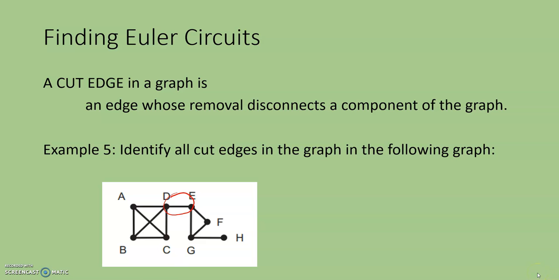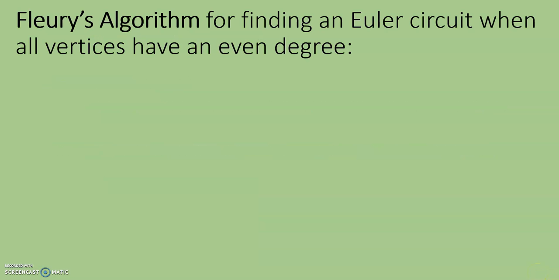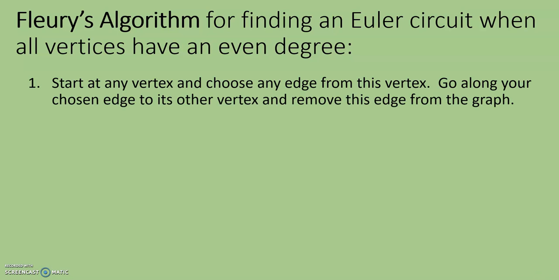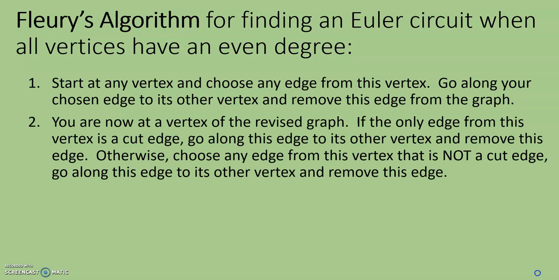To find Euler circuits, we're going to use Fleury's algorithm. It's written in your notes for you. Don't get overwhelmed by it. We're going to use cut edges, okay? Start at any vertex and choose any edge from the vertex. Go along your edge and remove it from the graph. You're now at a vertex on a new graph.